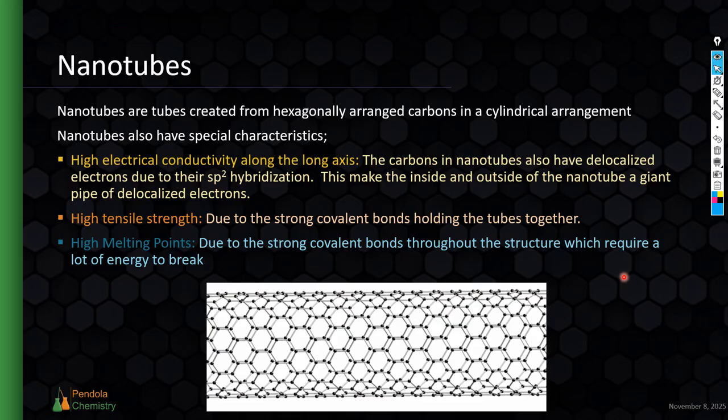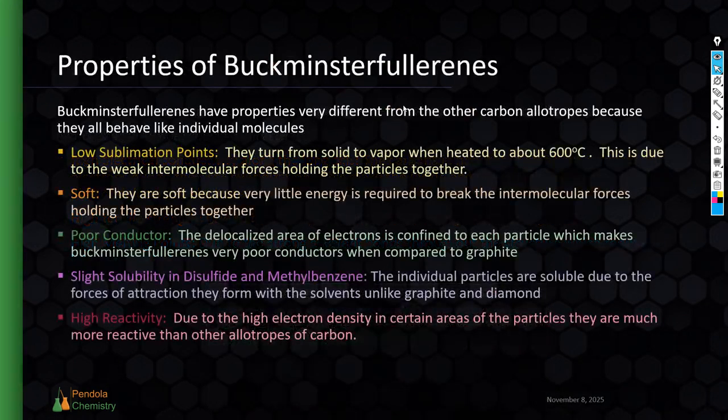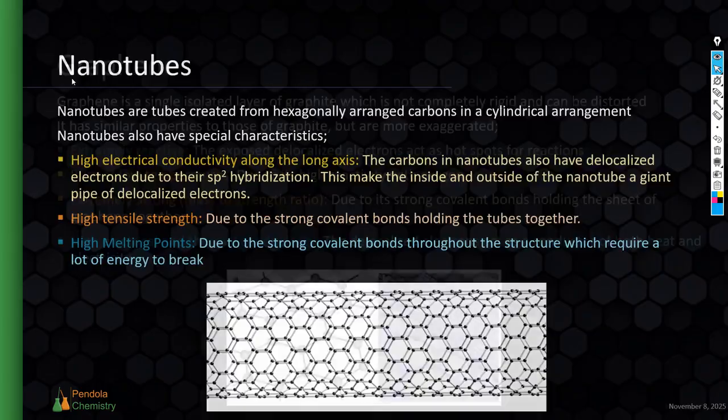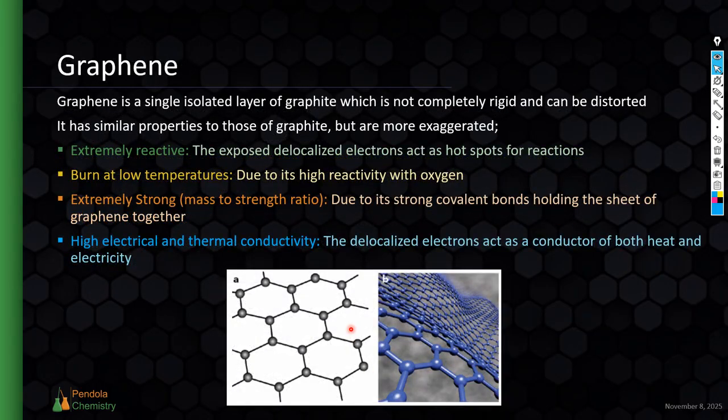Finally, the last allotrope of carbon we need to discuss that is not a fullerene, because only Buckminsterfullerenes and nanotubes are fullerenes, is graphene. Now, graphene is also man-made because it is a single isolated layer of graphite which is not completely rigid and can be distorted. So what is graphene? It's a single layer of graphite.